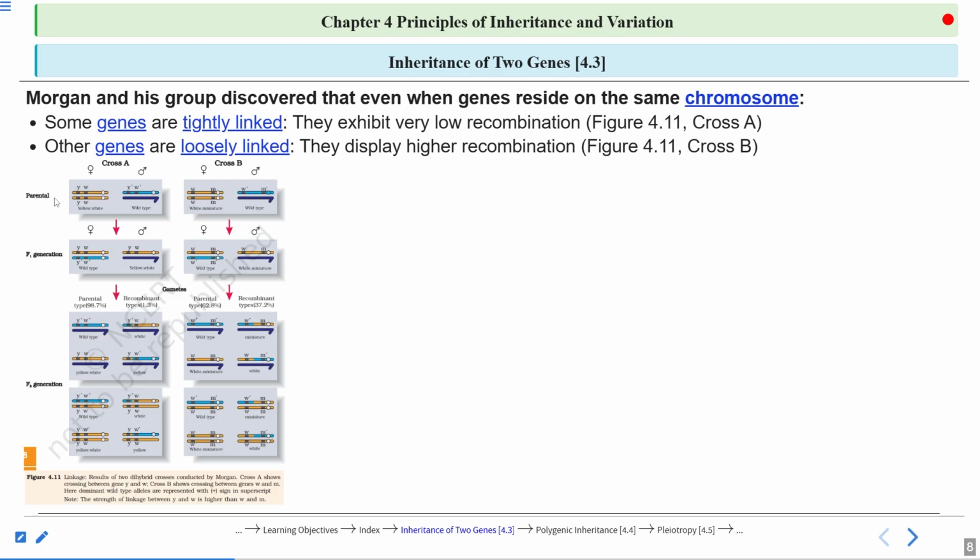And you can see in this image also, when you see the parents in cross A, the genes are closely situated to each other. The distance between the Y and W gene is less. In cross B, the distance between W and M is more. So by observing the parents only, you can tell which genes are tightly linked and which genes are loosely linked. Then by studying the F2 generation, you will confirm which genes are tightly linked and loosely linked.